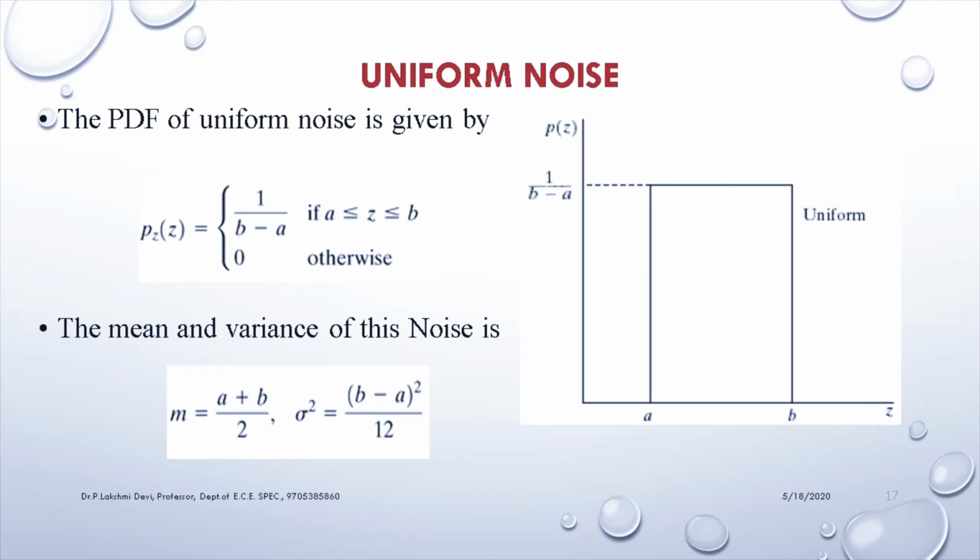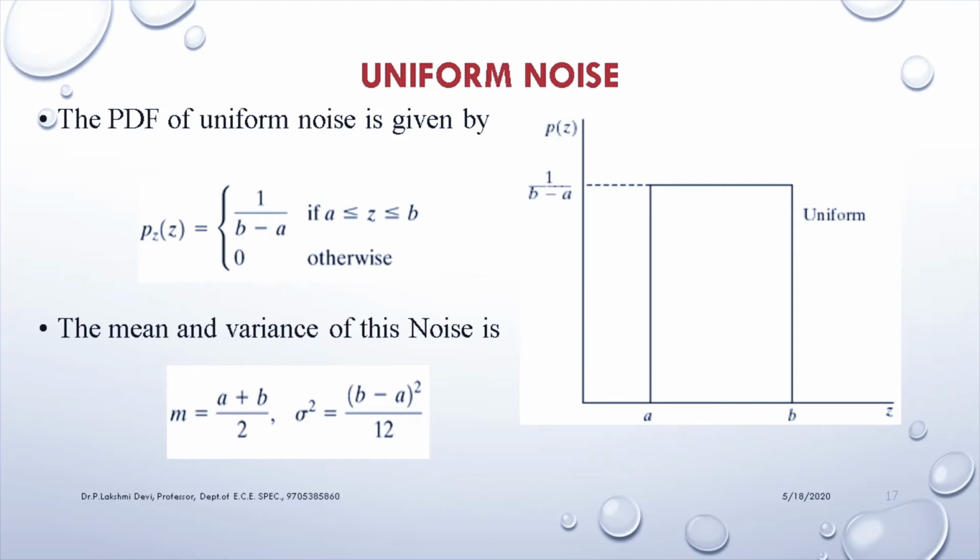Noise uniformly appears within a stipulated range between A and B of the gray levels of the input image pixels. The mean and variance of this noise: the mean M is equal to A plus B by 2, and sigma square is equal to the maximum gray level minus the minimum gray level, whole square, divided by 12. This is a standard notation for the variance of uniform noise. So these are the probability distribution function, mean and variance of uniform noise.